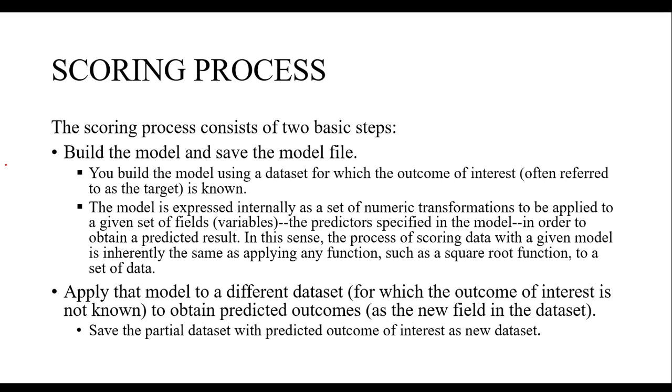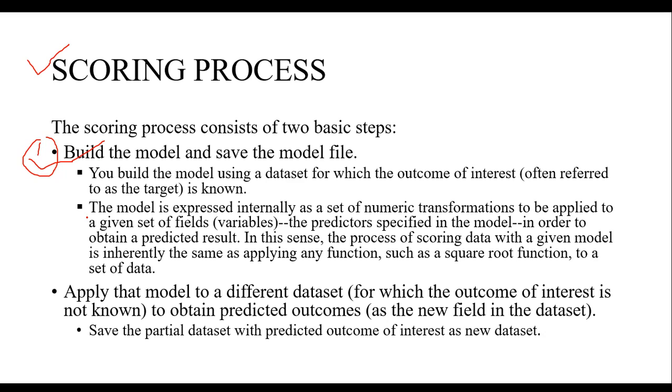Now let's look at the scoring process. That means building a model and applying it to the new data set. So we're looking at it a little bit more in detail. The scoring process consists of two basic steps. First, we build the model and save the model file. So this is step number one. You build the model using a data set for which the outcome of interest, often referred to as the target, is known.